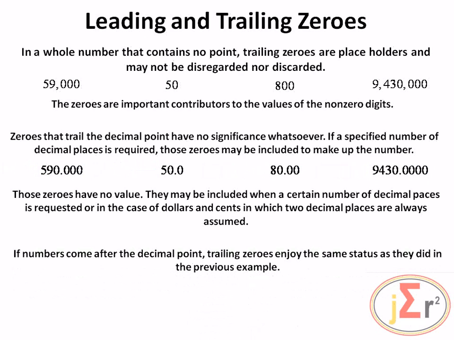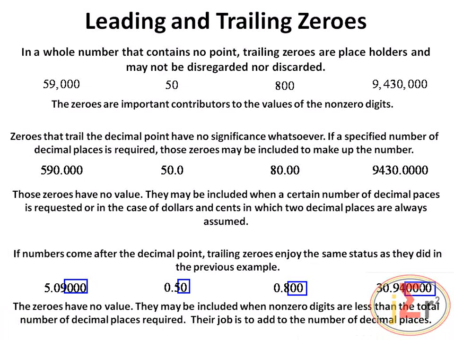If numbers come after the decimal point, trailing zeros enjoy the same status as they did in the previous example. So we have numbers also coming after the decimal point, but zeros are coming after those. Those zeros come after the non-zero digits that are behind the decimal point. The zeros have no value. They may be included when non-zero digits are less than the total number of decimal places required. Their job is to add to the number of decimal places.